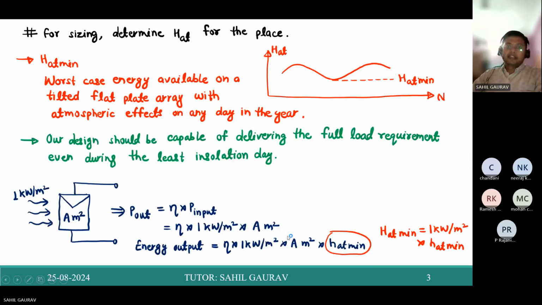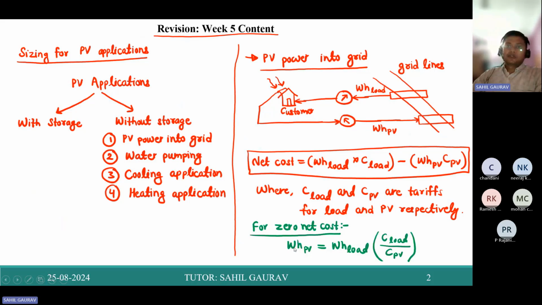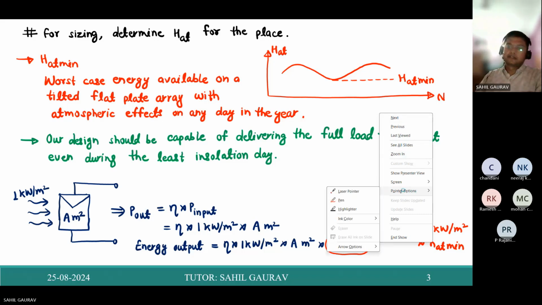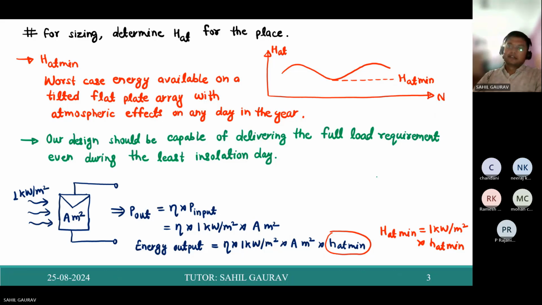So now let us come to how we will design the PV array size without a storage. First, we have to determine this HAT for the place. And after knowing the HAT for the place for the different number of days, where this n is denoting the number of days, after knowing this profile of energy incident on a place with atmospheric effect and based on the tilted plate installed on the surface.